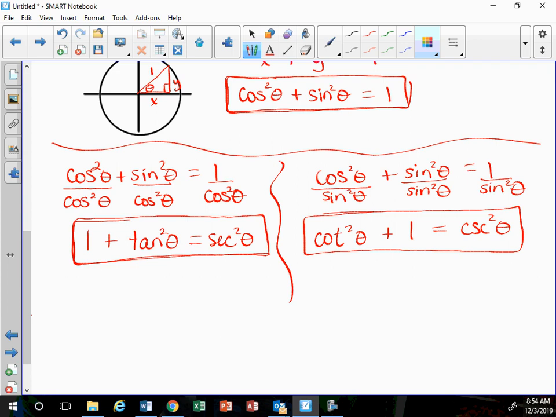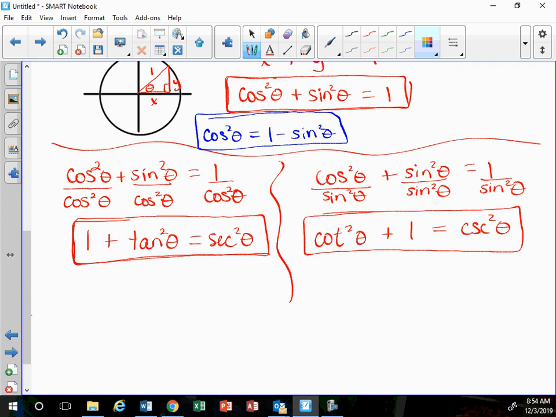So let's go back to looking at the original one. The cosine squared plus sine squared equals 1. What if I wanted it to say cosine squared equals? Like I wanted the cosine squared by itself. What would that equal? Yeah, 1 minus sine squared. So that's another formula you could use as a substitution. Okay, one that's good to recognize.